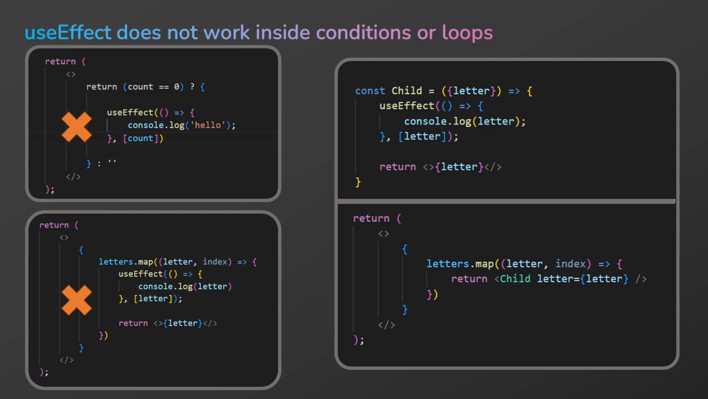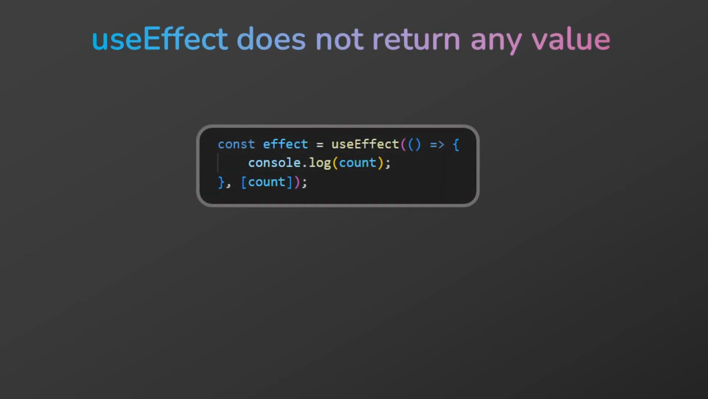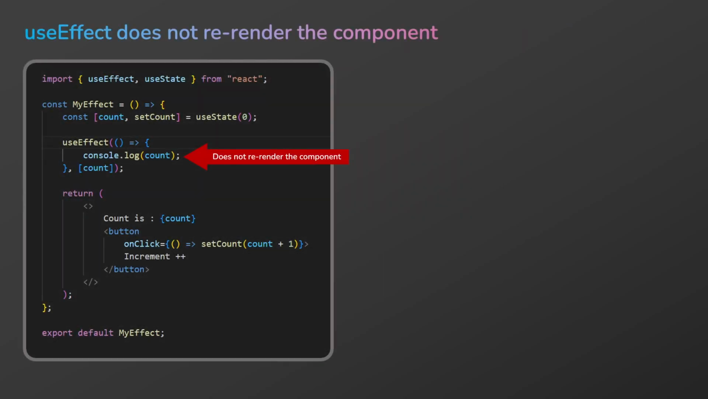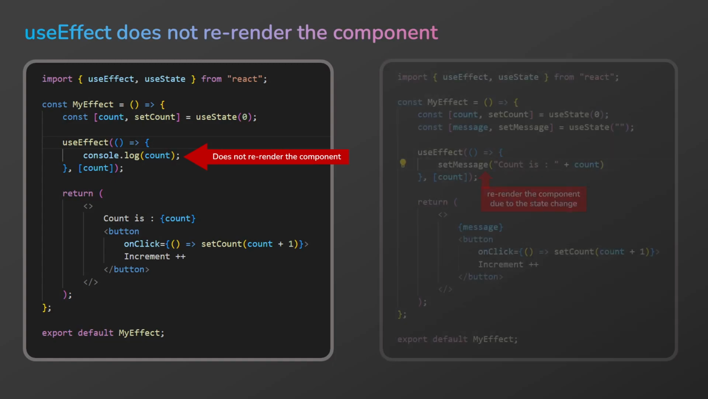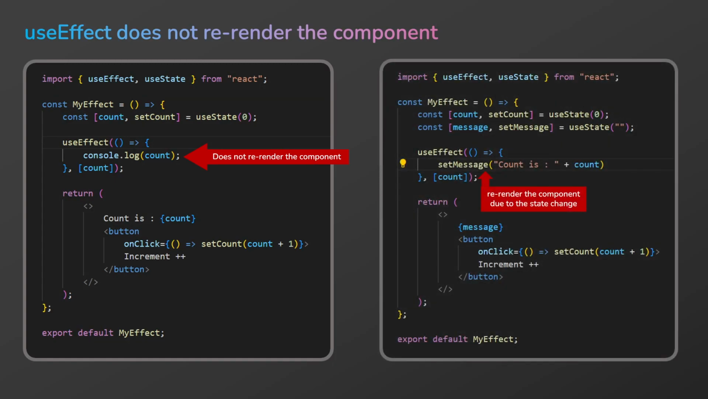The top right section in the code displays a component named Child with the useEffect hook. The bottom right section displays using the same component inside a loop. The useEffect hook does not return a value. If we assign it to a variable, the variable will be undefined. The useEffect hook does not directly cause a component to re-render. However, if we have state changing code inside our callback function, then the component will be re-rendered.